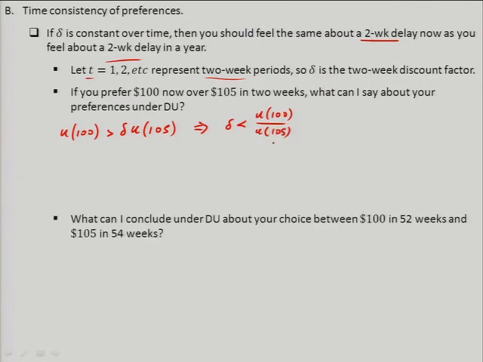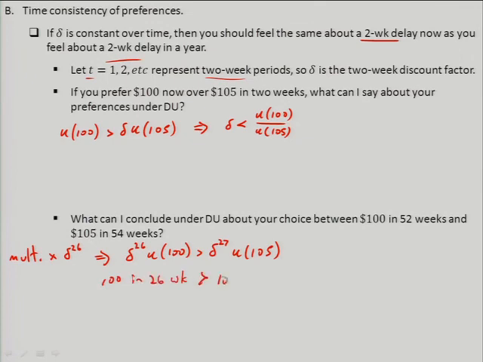So if that's the case, then what can I conclude about your choice between $100 in 52 weeks and $105 in 54 weeks, if the exponential discounting model is the right model? Well, I should be able to just multiply both sides by delta to the 26th, right? If this is the right model, then that's the right math, and I should be able to manipulate it according to the rules of math. So what I get is that delta to the 26th times the utility of 100 should be greater than delta to the 27th times the utility of 105, okay? But that exactly tells me that you prefer 100 in 52 weeks to 105 in 54, because the period is 2 weeks.